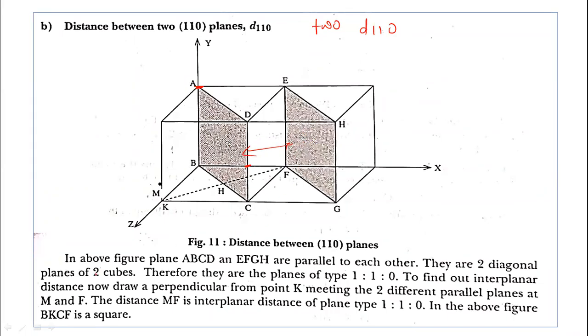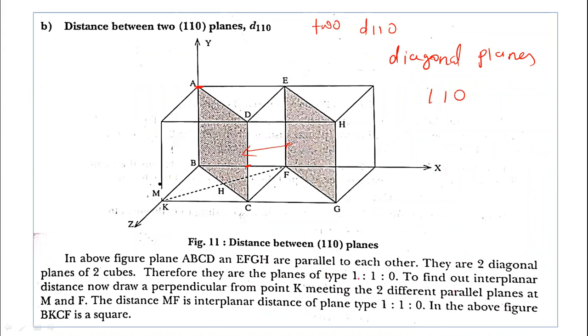They are two diagonal planes of two cubes. This plane is actually called a diagonal plane. You can see this is a diagonal, this is a diagonal. So these planes are called diagonal planes. Therefore, they are planes of the type 110 because they intercept along the x and y axes but are parallel to the z-axis. Hence, that plane is called a 110 plane.